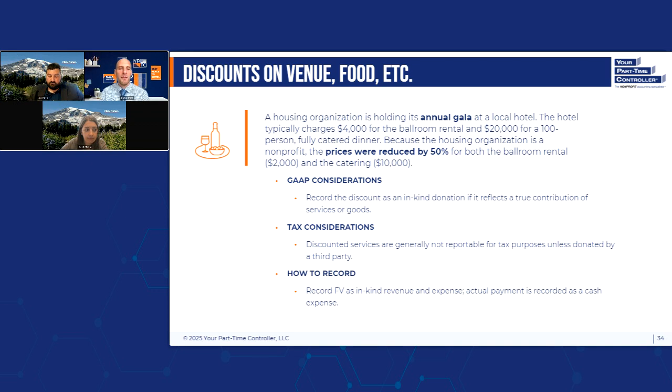All right, discounts on venue and food. A housing organization is holding its annual gala at a local hotel. The hotel typically charges $4,000 for the ballroom rental and $20,000 for a 100-person fully catered dinner. Because the housing organization is a nonprofit, the prices were reduced by 50% for both the ballroom rental, $2,000, and the catering, $10,000. Joe, what GAAP considerations do we have here?